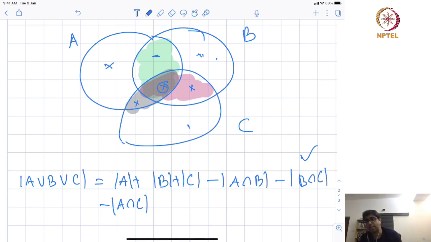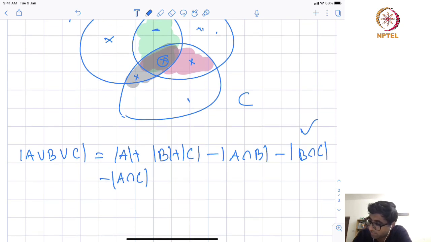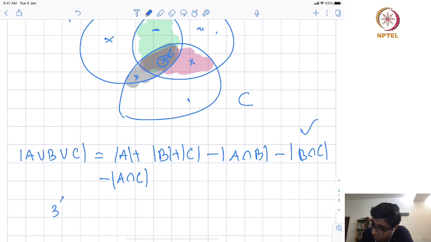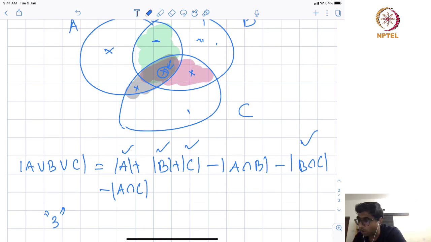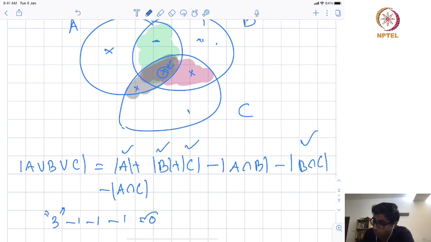But look at this common region, A intersection B intersection C. How many times have these elements been subtracted? These elements were counted 3 times, each element once in A, once in B, once in C. Now, these elements are subtracted when you subtracted A intersection B, minus 1 time. These elements are again subtracted when you subtracted B intersection C, so another minus 1 time, and again subtracted when you did A intersection C. So you have not counted them at all.